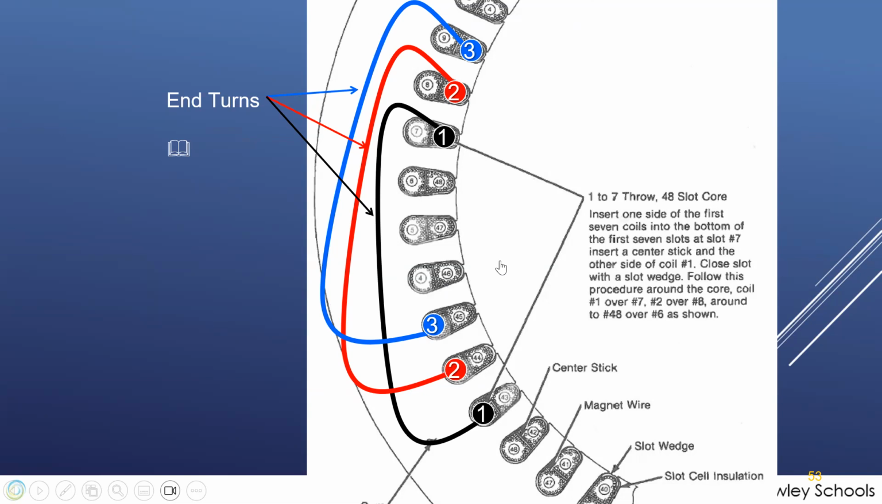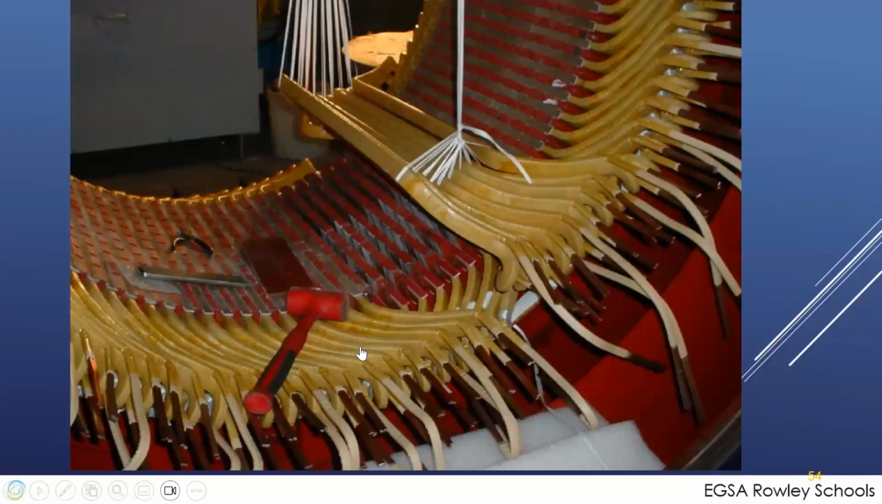This is a 1-to-7 throw into a 48 slot core, which means you lay the wires in and there's a center stick which insulates between them. This is how you create the stator assembly of your generator. This is a smaller mush wound unit. They also do larger form wound.